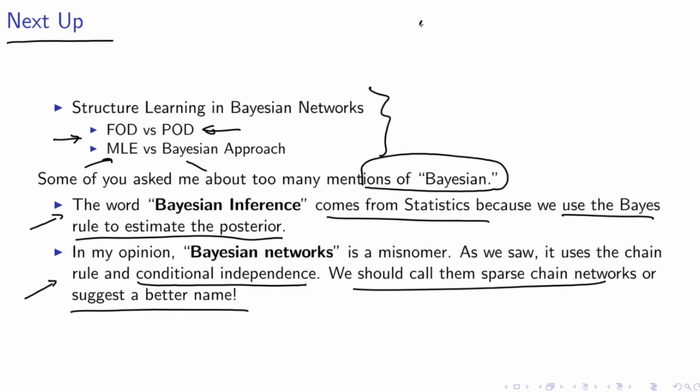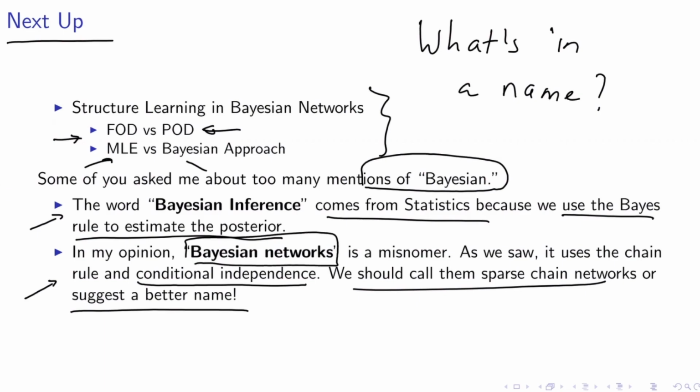After all, what's in a name? Give something a cool name, market it, and you're famous. So help me change the word Bayesian networks to something better, which actually identifies it and differentiates it from Bayesian inference. Okay, enough of ranting about the name Bayesian networks and Bayesian inference. Let's come back to the class, where we are going to look at structure learning algorithms for Bayesian networks.